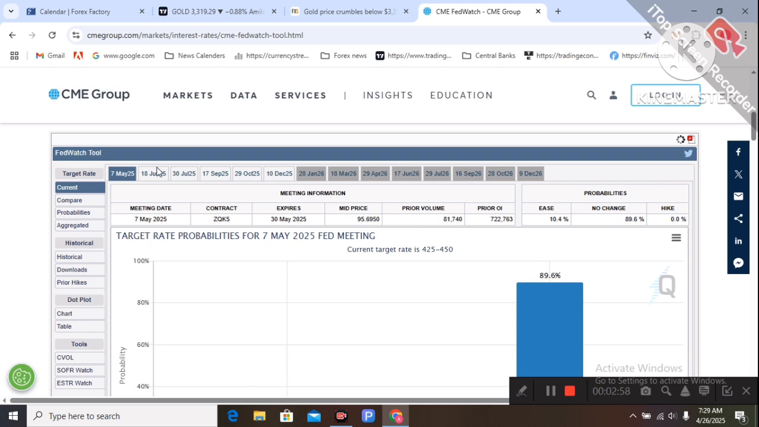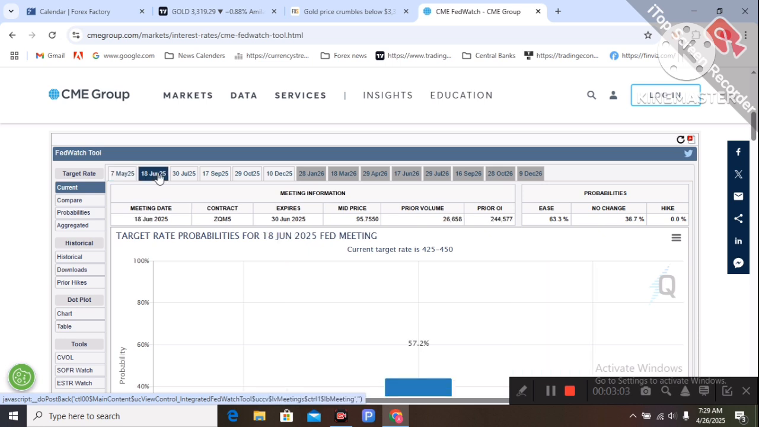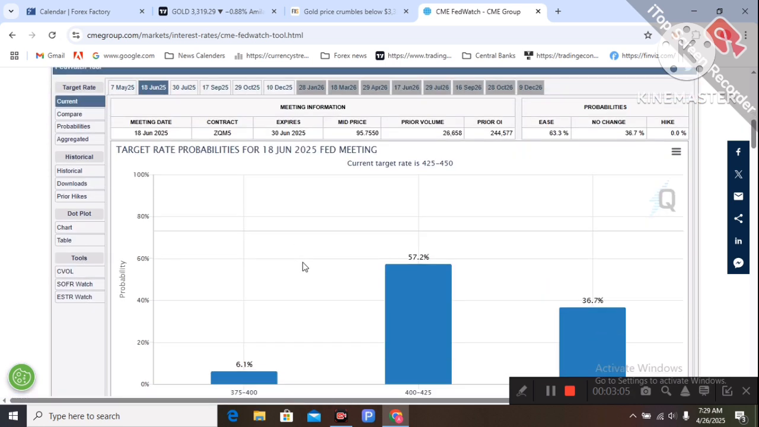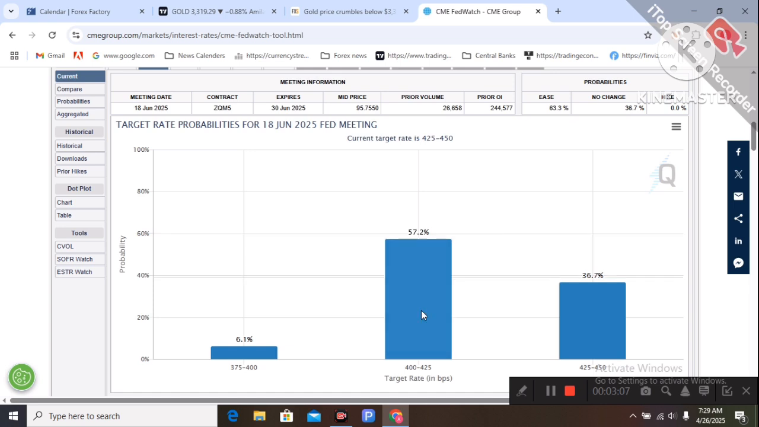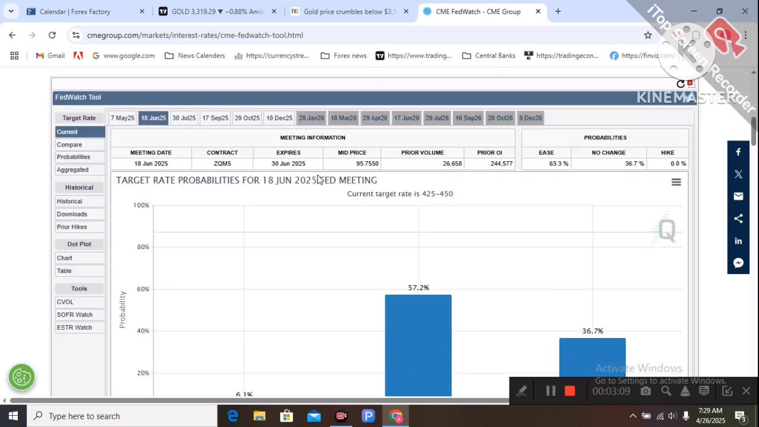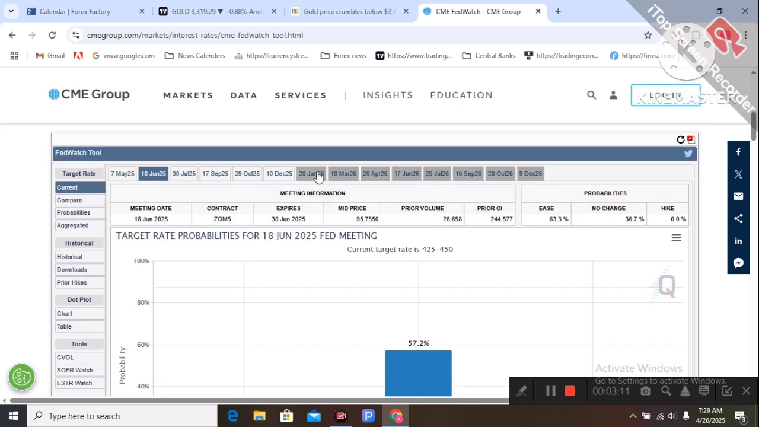For the June FOMC meeting, 57% is priced in for a rate cut. You can see this is the rate cut forecast: 57% priced into a 25 bps rate cut. So a rate cut is priced in for the June FOMC meeting, as the FedWatch Tool website indicates.